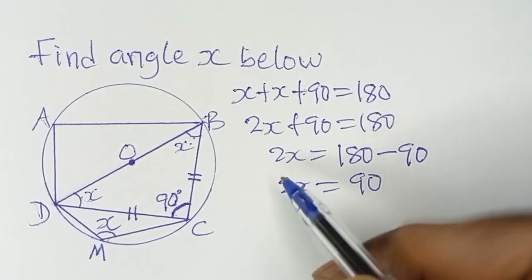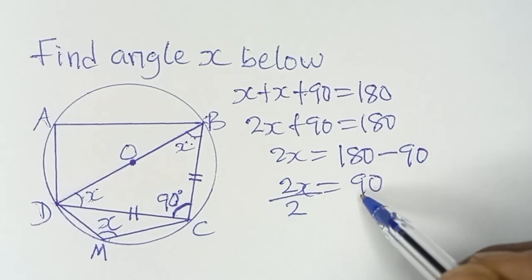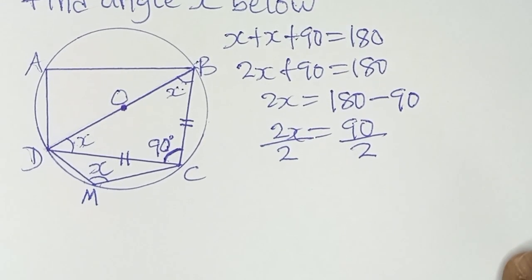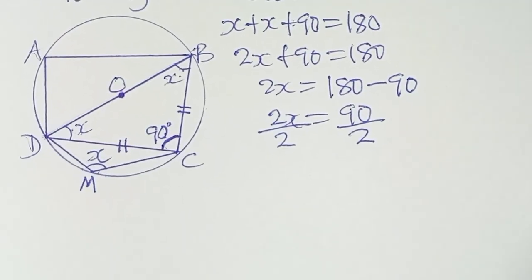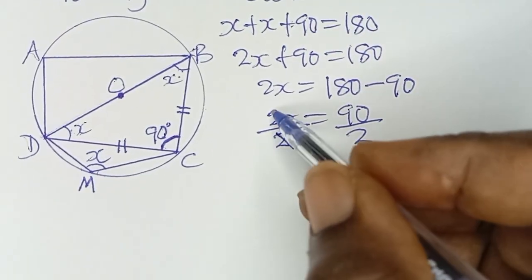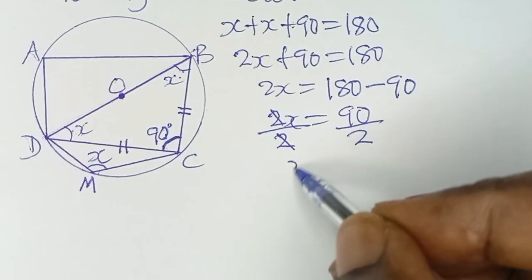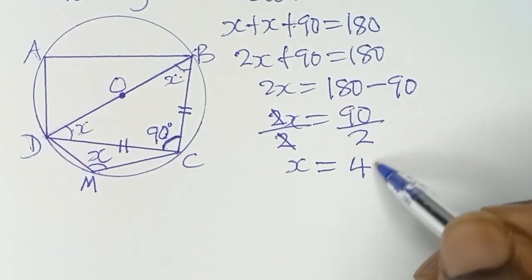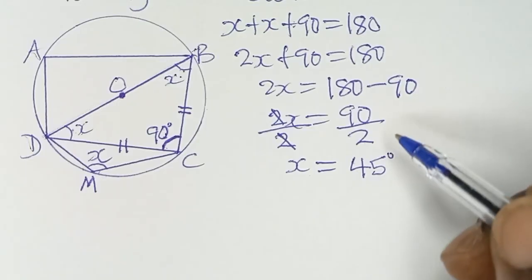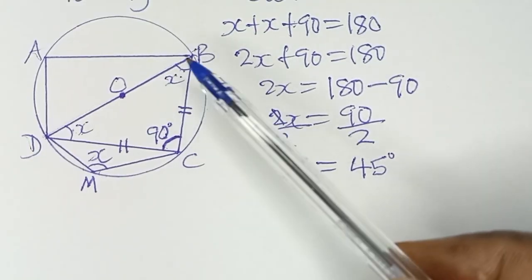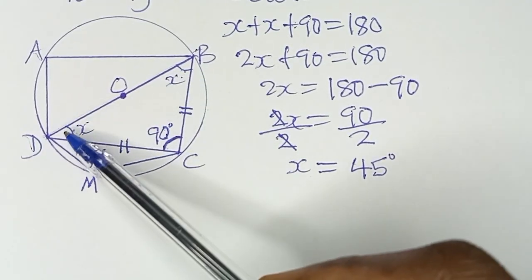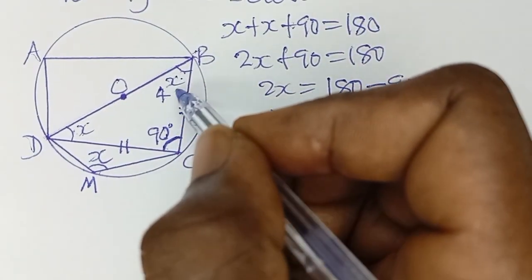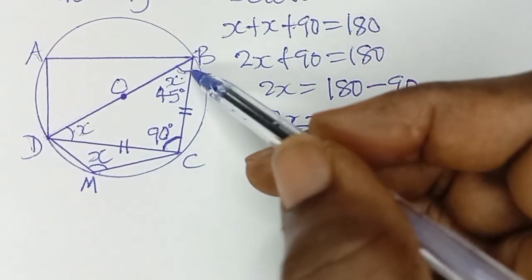So I can now divide both sides by 2. Divide this side by 2 and also this side by 2. And that will give us angle x as 45 degrees, because this cancels this. I'm left with x on this side, and it equals 90 divided by 2, which is 45 degrees. So that shows that this angle is 45 degrees and this is also 45 degrees. So I can simply write 45 here. That's the value of x here.